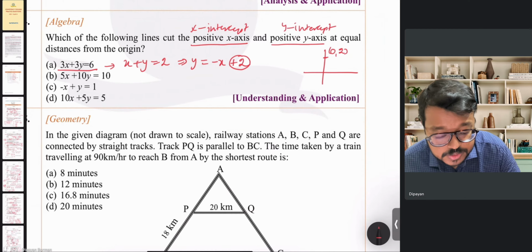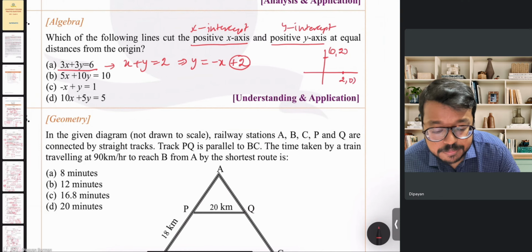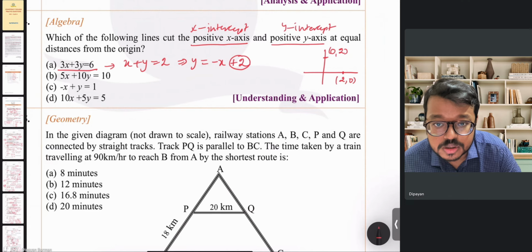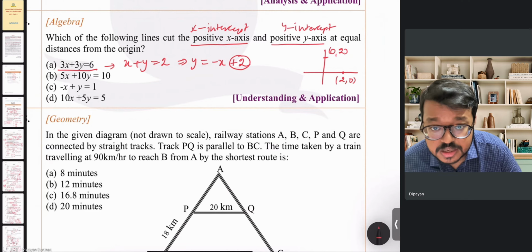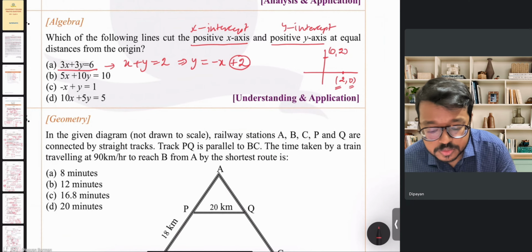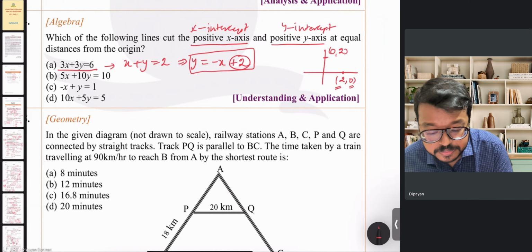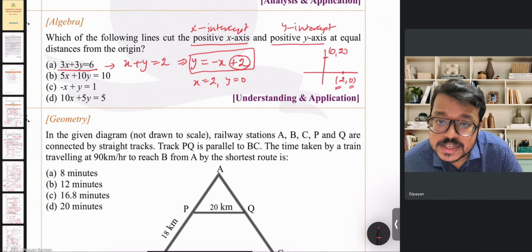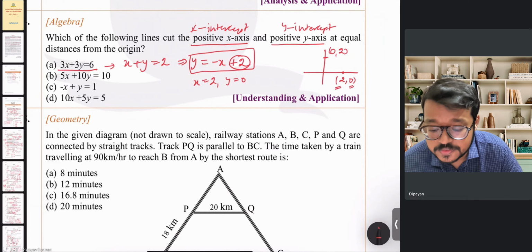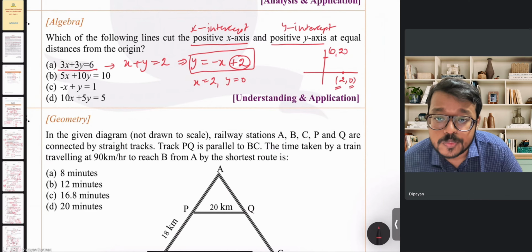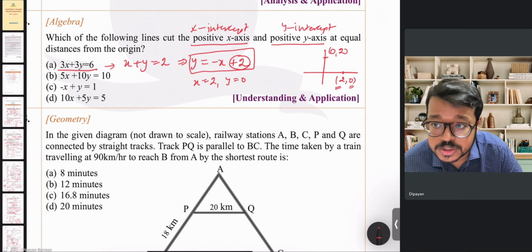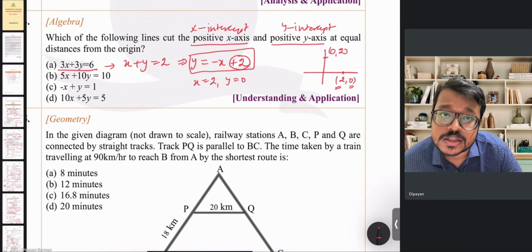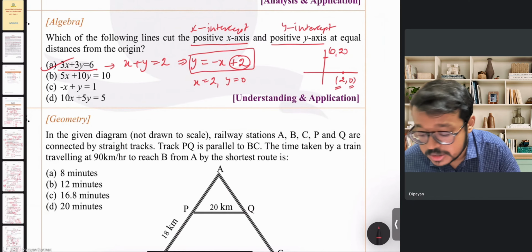Now I have to test whether the x-intercept is also plus 2, or does the line pass through the point (2, 0) or not. We have to test that. So if I substitute x equal to 2 and y equal to 0 in this equation, I will see that yes, it will be satisfied. So therefore, the first option itself will have y-intercept and x-intercept both 2 units, positive 2 units. So it satisfies the condition asked in the question. So option A should be the correct answer.